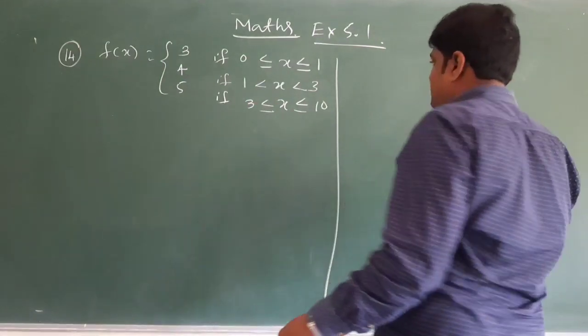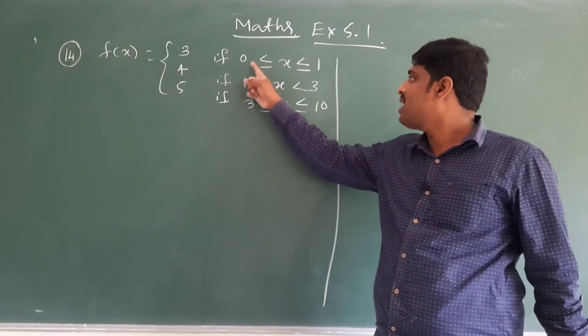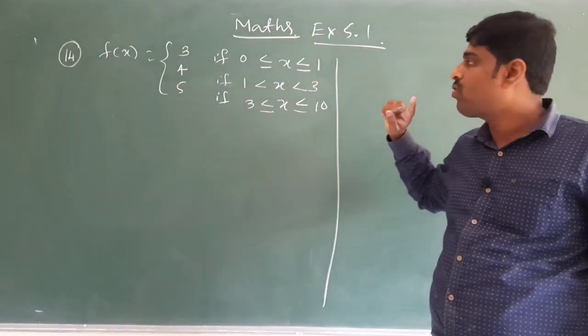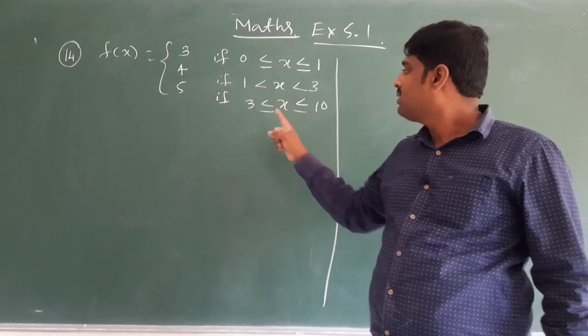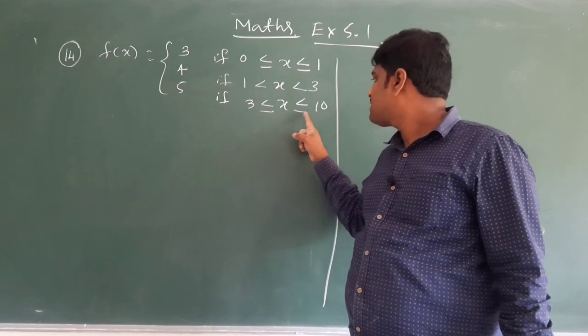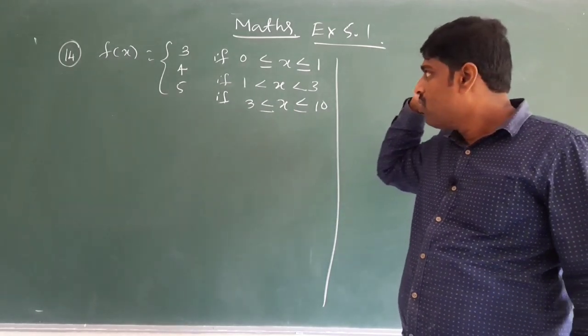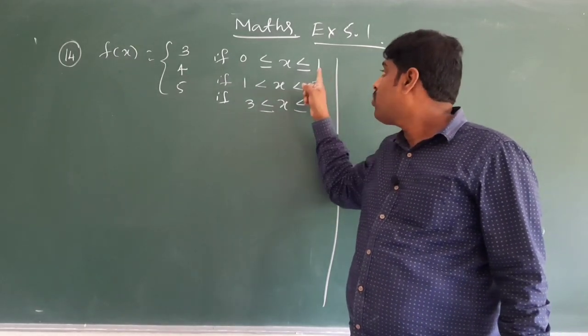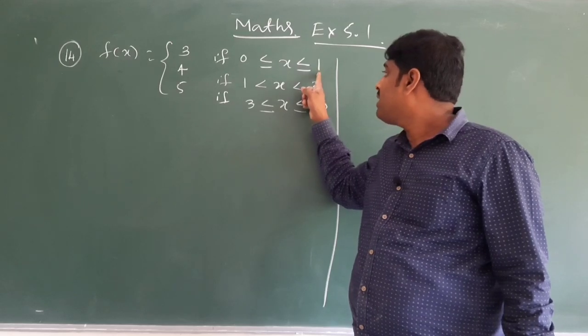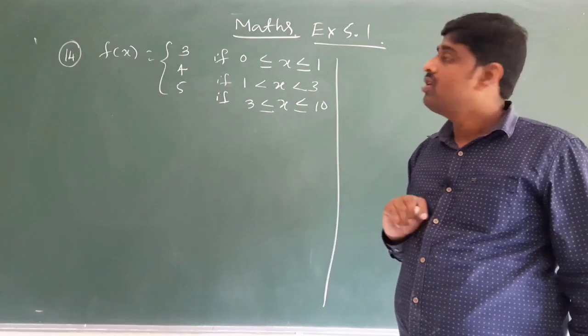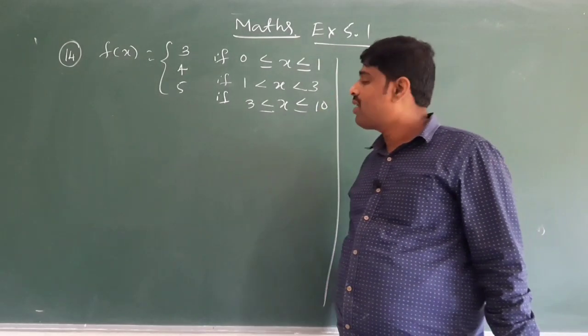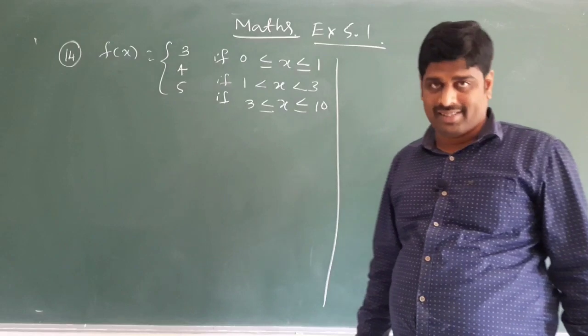0 less than or equal to x less than or equal to 1, 1 less than x less than 3, 3 less than or equal to x less than or equal to 10. First you have to check, so what is the limit here? 1 is the limit, 3 is the limit. So in this problem there will be nearly 5 cases.